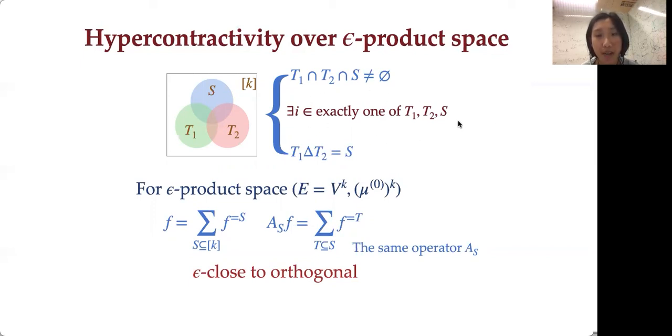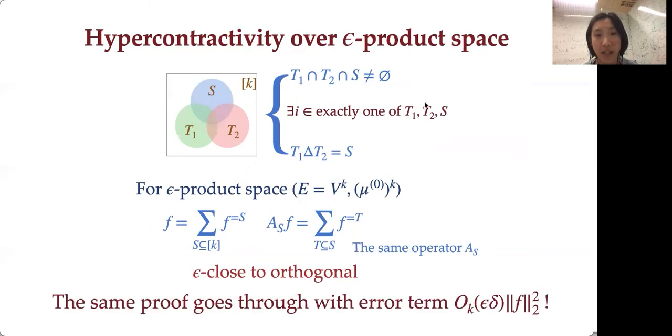So we have to show that, because of this approximate orthogonality property, the proof that the second term vanishes can still be adapted to show that this second term's contribution is bounded by the error term O of k epsilon delta times the second moment of f. And precisely because of this, we'll be able to obtain the final hypercontractivity inequality over epsilon product space with a small error like this at the end.